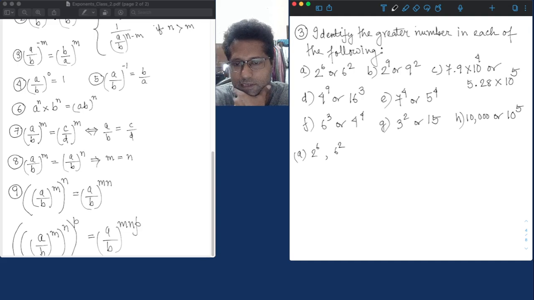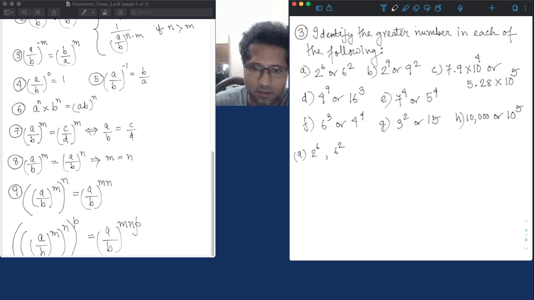For comparison, as I mentioned in the beginning, if you can convert the given two exponents to the same base, then you just compare the exponents, or if you can make the power the same, that is the exponent the same, then you just compare the base. Now in this case, let's see if we can make the exponent the same.